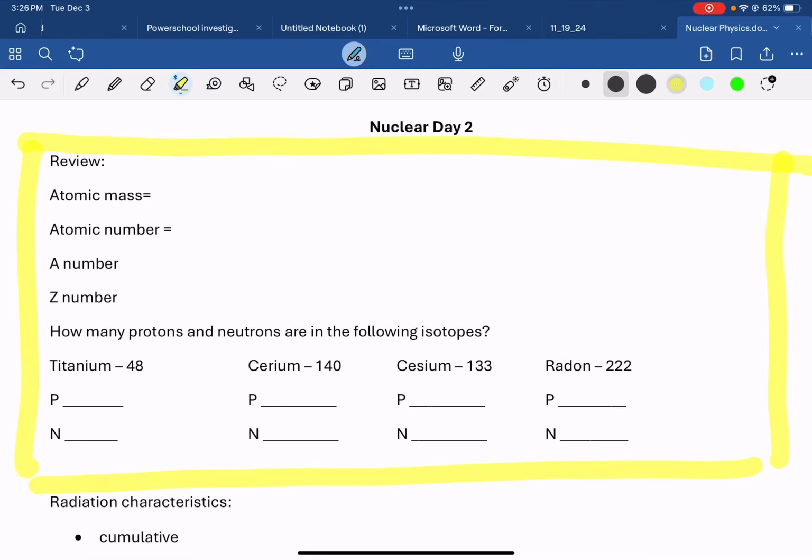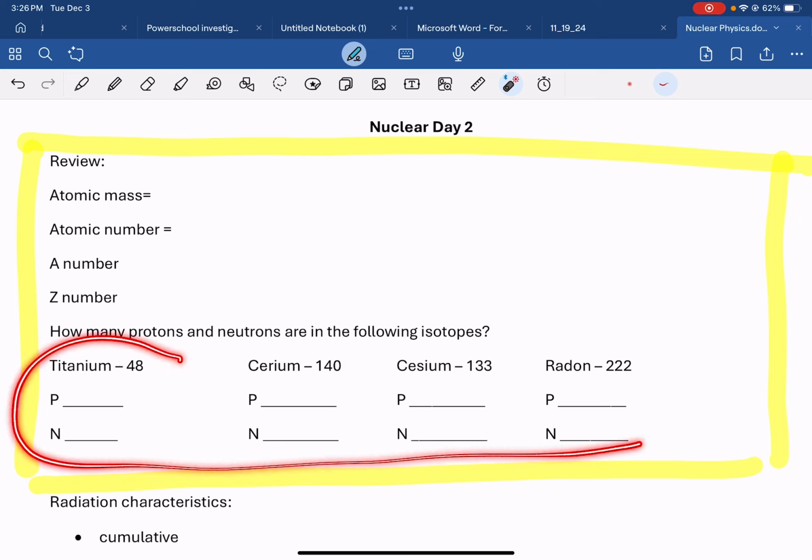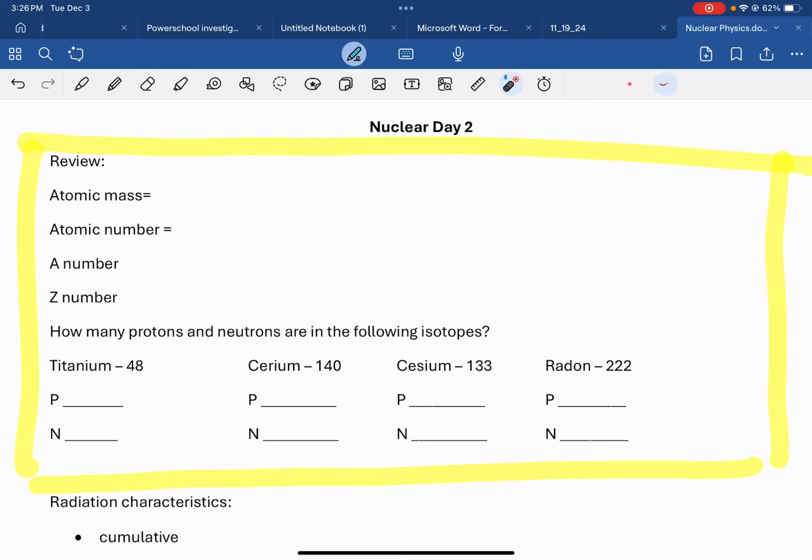Okay, at the beginning here, we're going to have you go over a brief review of a couple terms. So atomic mass, atomic number, A number, Z number, and then to take a look at these particular isotopes and tell me how many protons and neutrons are in each one. So go ahead and pause this video and walk through that process. And then when you're done, hit play, and then we'll walk through it together.